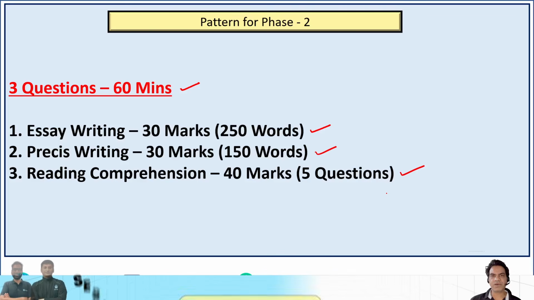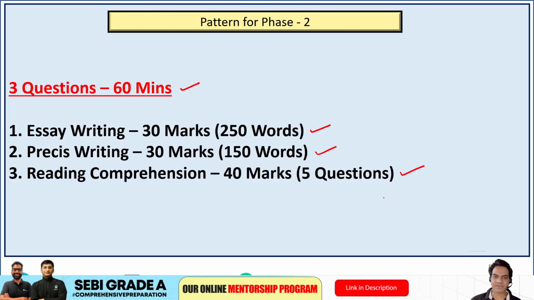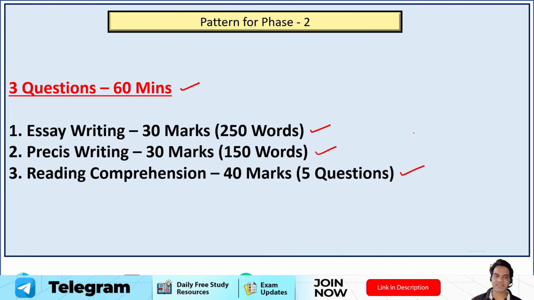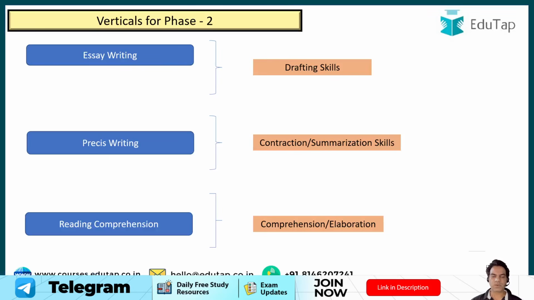So give or take, you have to write around 650 to 700 words in 60 minutes, wherein you'll also have to read 2 passages. So guys, what should be your strategy for tackling questions in such a short span of time? We will discuss that. Now guys, what are the verticals for your descriptive English paper?